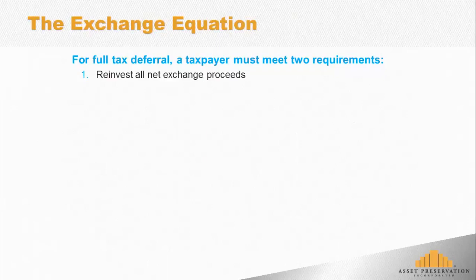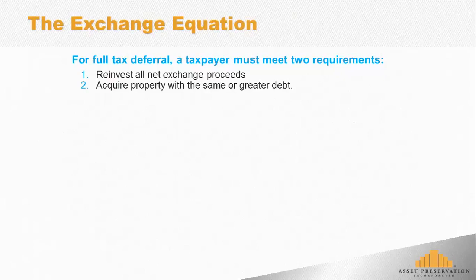Number two, acquire property with the same or greater amount of debt. So you look at the mortgage payoff on the relinquished property, and you want to have at least that much mortgage on the replacement property, or if you're buying multiple replacement properties, that in aggregate the mortgage exceeds that.